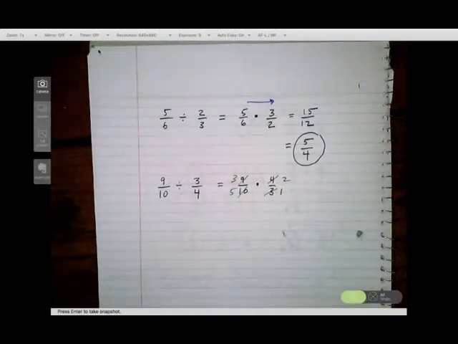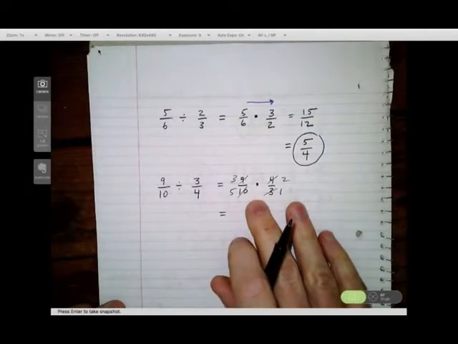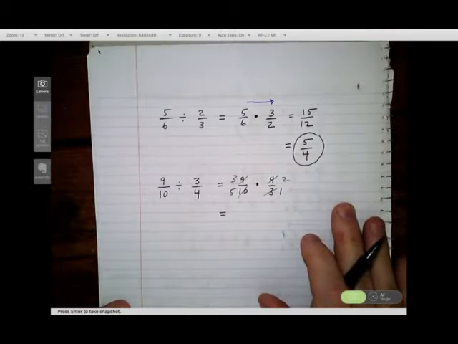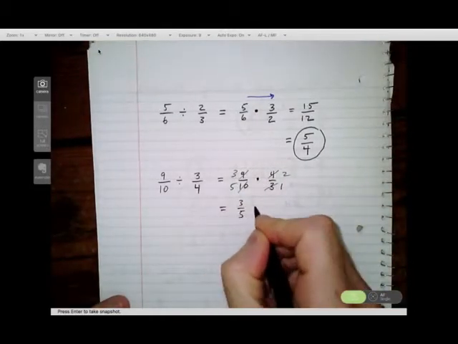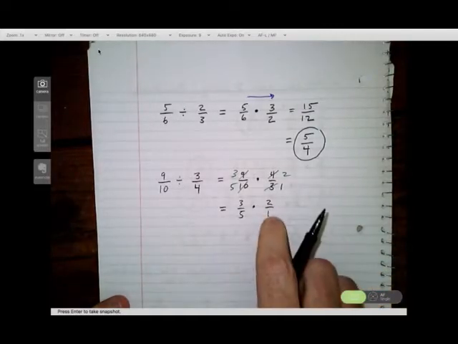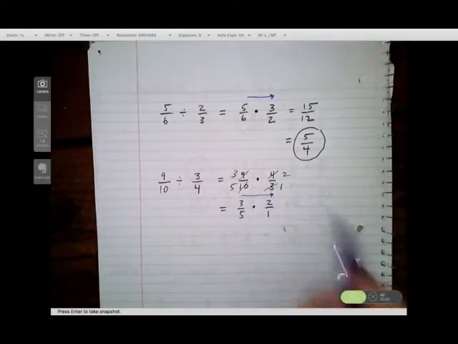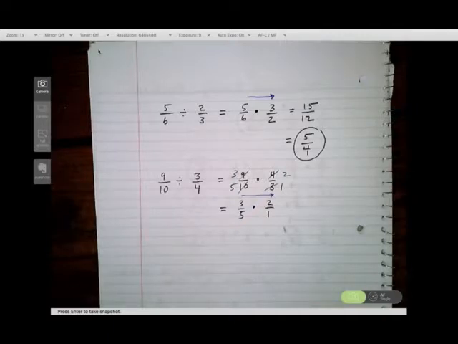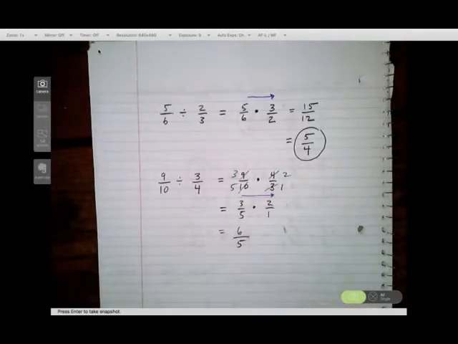So let me rewrite this here so it's a little neater. Again, I like doing the cross canceling a lot. I prefer this to reducing it at the end, but if you want to reduce it at the end, that is completely fine. So this is 3/5 times 2 over 1, which is just 2, but I'm going to leave the 1 down there. So again, you can see how multiplication works because we're going to multiply straight across, and 3 times 2 is 6, 5 times 1 is 5.